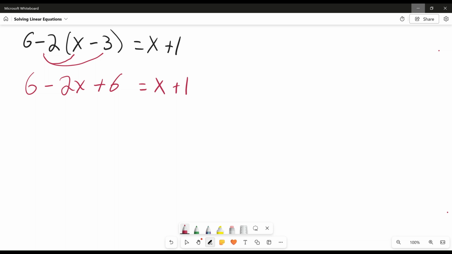What you do after that is bring like terms together, meaning you're bringing your x variable terms together, and you're bringing your number terms together. That's what you're doing. So, as I always have done, I'm going to move my variable terms to the left and my number terms to the right. Keep in mind, I can actually add up these 6. 6 plus 6 is 12. So it's actually 12 minus 2x.